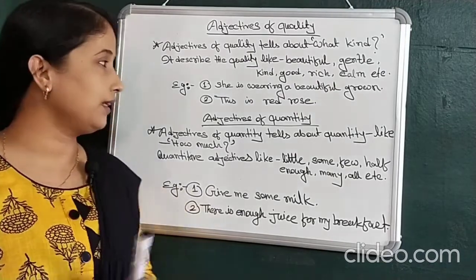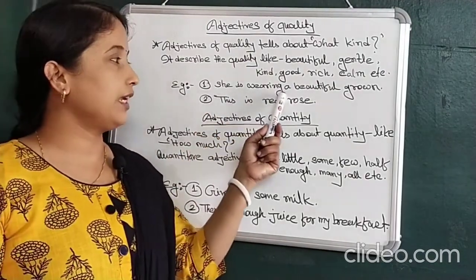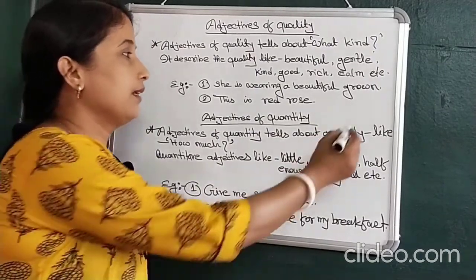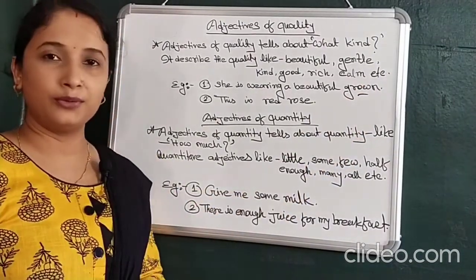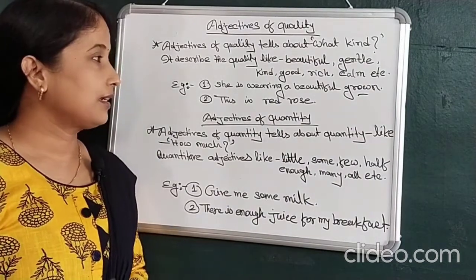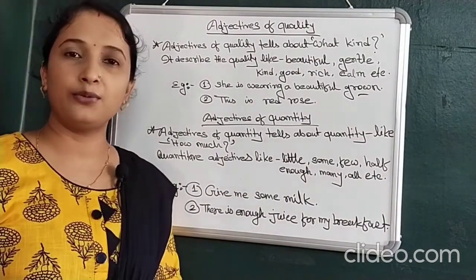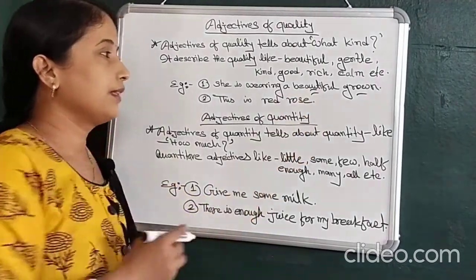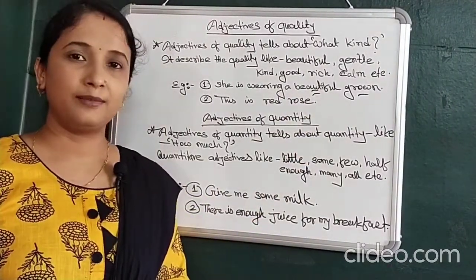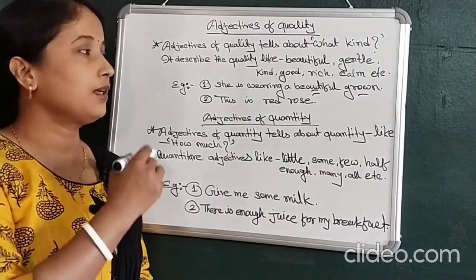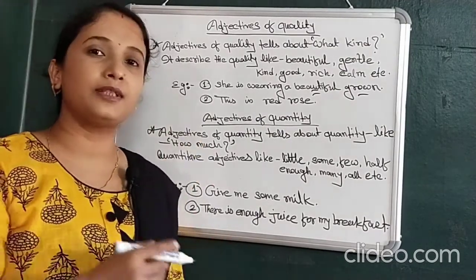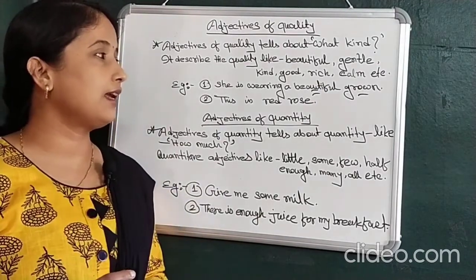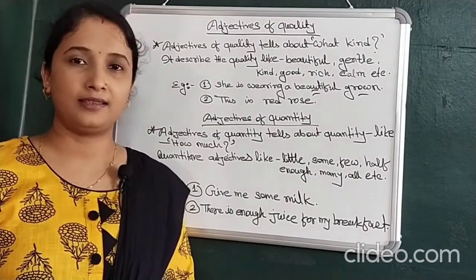Now let's see an example. She is wearing a beautiful gown. Here gown is the noun. And how is her gown? Her gown is beautiful. So beautiful is the adjective of quality here, because beautiful describes the quality of the gown. So beautiful is the adjective of quality here.